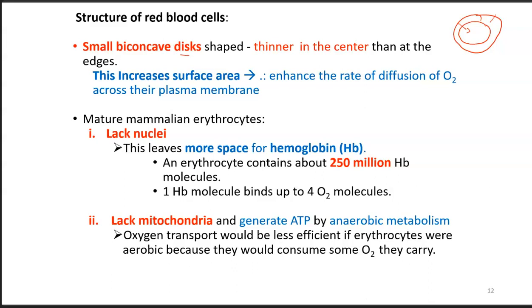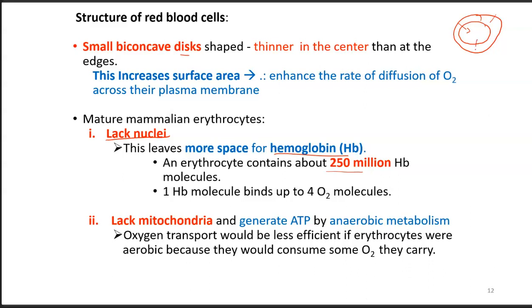And then the mature mammalian erythrocyte will not have any nucleus. It means it does not have any, lacking, tak ada. Without a nucleus, there will be more space for hemoglobin. So that is the advantage of not having a nucleus, so that you can squeeze more hemoglobin into the red blood cell. An erythrocyte will contain about 250 million hemoglobin. Okay, 250 million.